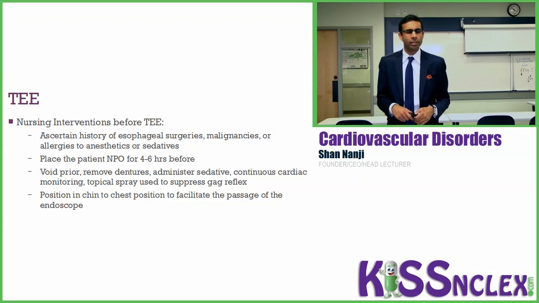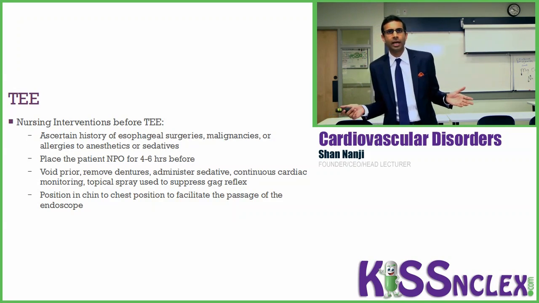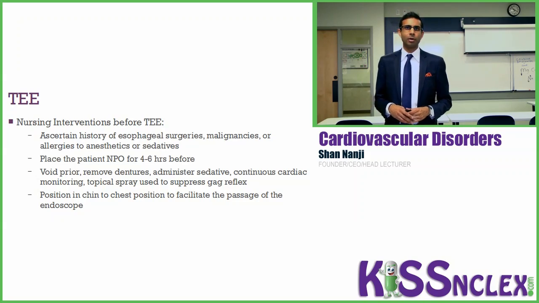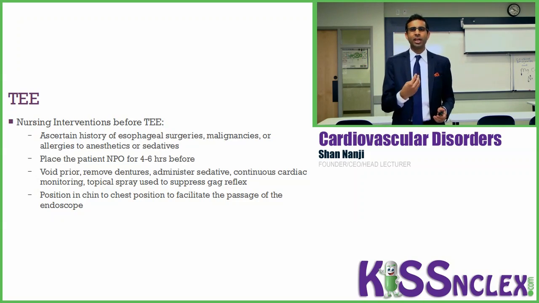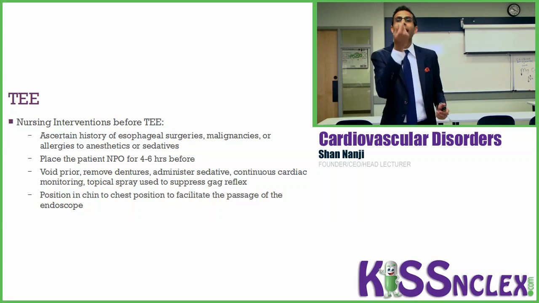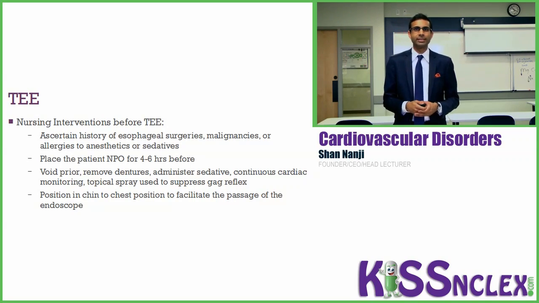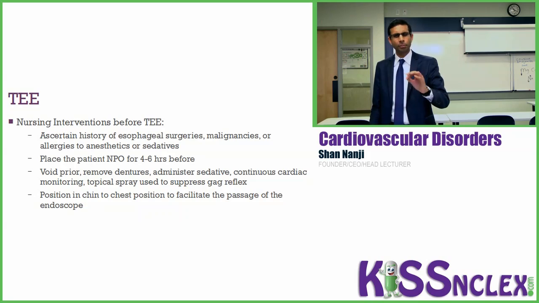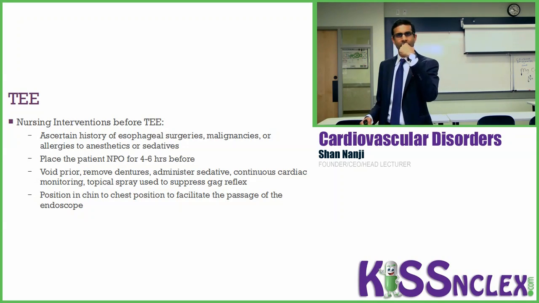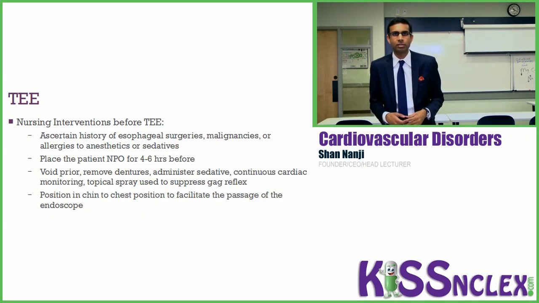So you're going to have to administer a sedative to them and continuous cardiac monitoring. And because you're sticking something down the throat, you don't want them to have a gag reflex. You're going to give them something to numb that area so you can suppress that gag reflex. You're going to need to position your patient in a chin to chest position, and that'll allow that endoscope to pass in easily, right?